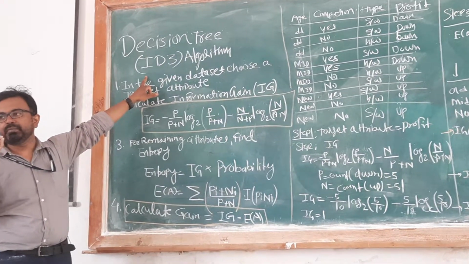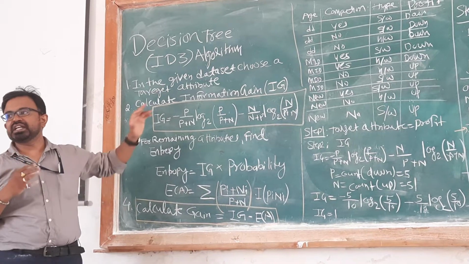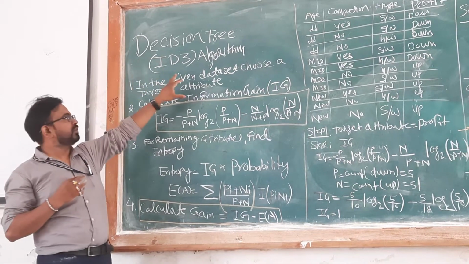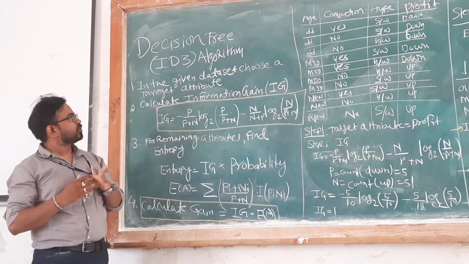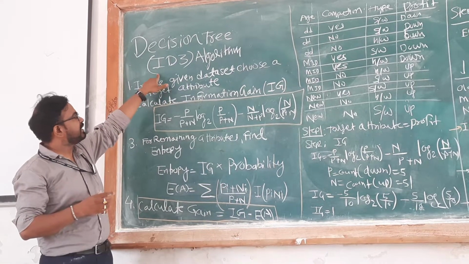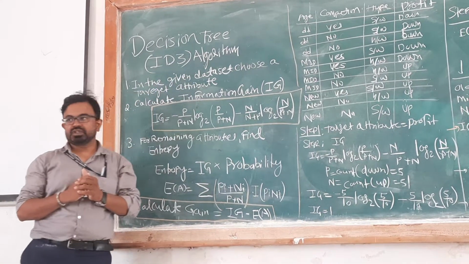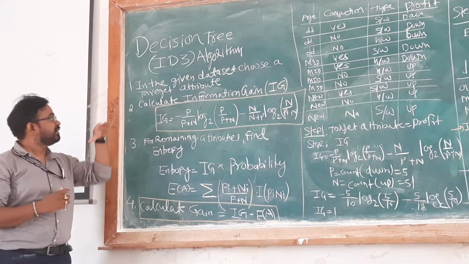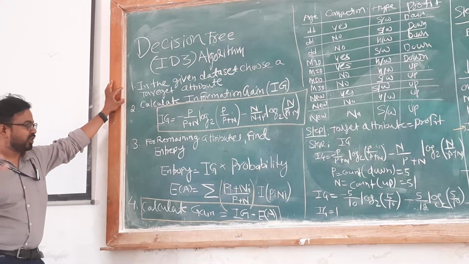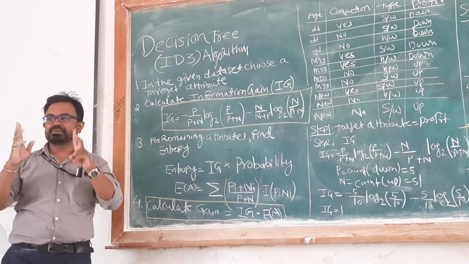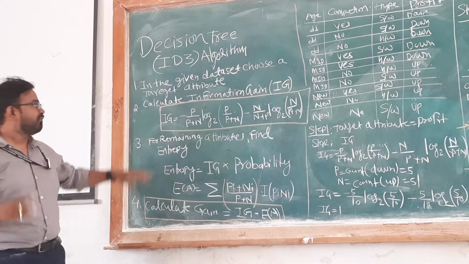You have to remember how the machine is going to take decisions. For that we need to understand the ID3 algorithm. So for now, let's begin. What is the ID3 algorithm? You have to remember four steps for this.